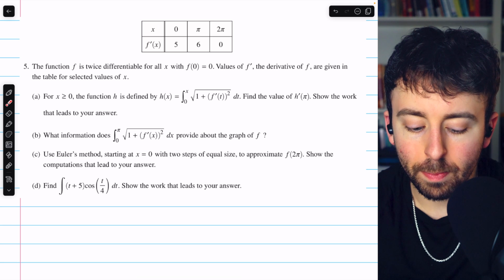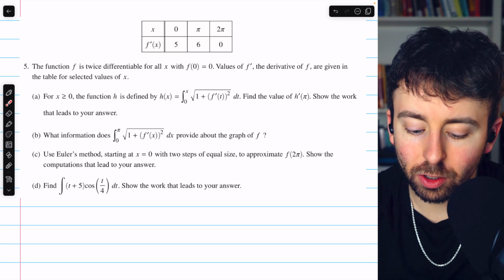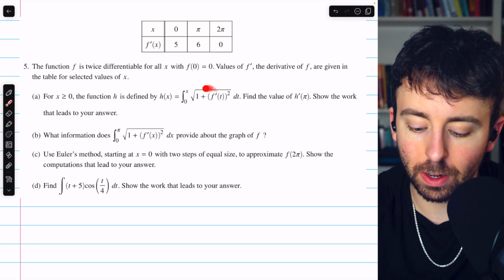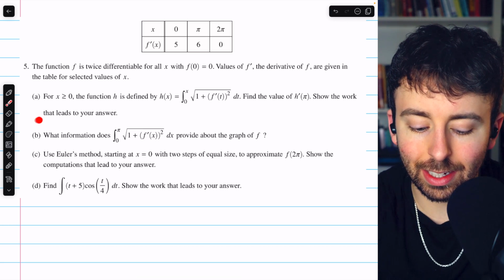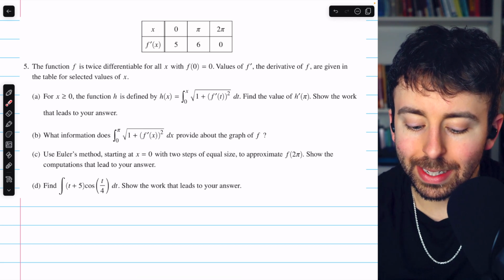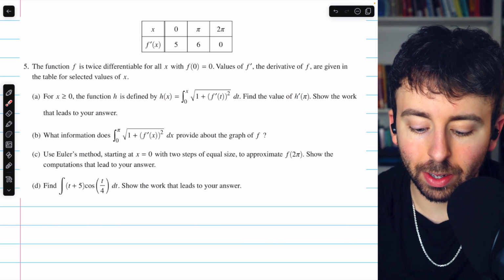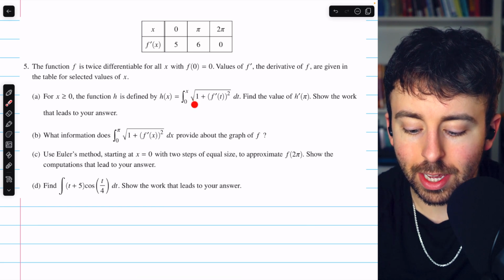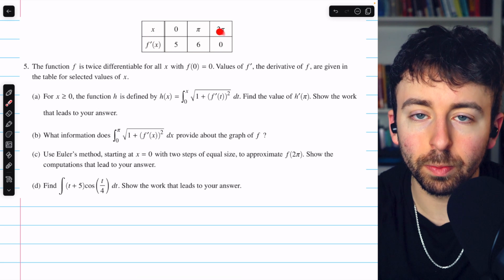Part A says for x at least 0, the function h is defined by this integral here. Find the value of h prime of pi and show the work that leads to your answer. When we take the derivative of h to find h prime, by the fundamental theorem of calculus, this integral is going to go away, and we'll just be left with the integrand, and we'll have to plug in pi. And we can use the table to evaluate that.